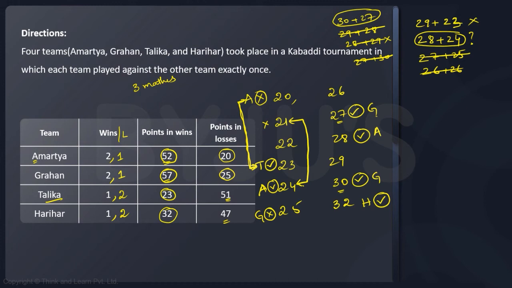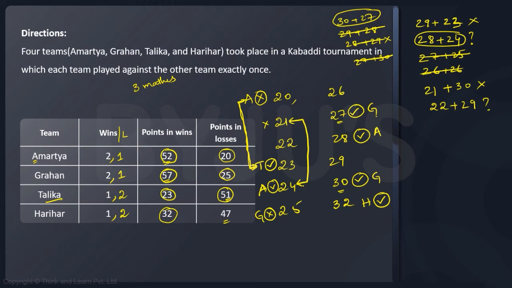Now let's take a look at Harihar and Talika. We have to look at their losing scores. So Talika, if I look at 51, what 2 scores which are left out can give me 51? I have a 21 which is left out, but if I take 21 to give me 51, I should get 30, but 30 is occupied, so this is not possible. If I take 22, then to get 51, I need 29. 29 is available, 22 is also available, so 22 and 29 could be possible.